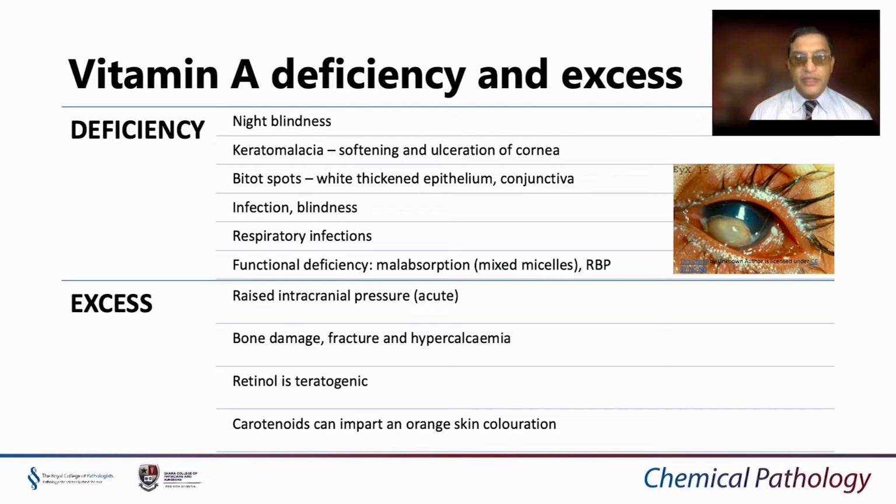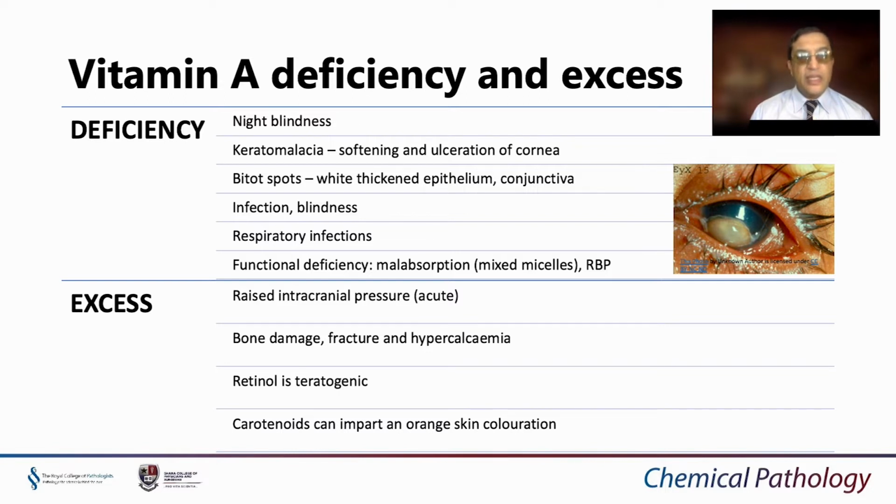Functional deficiency of vitamin A occurs as a result of malabsorption, as vitamin A requires mixed micelles within the GIT to be absorbed, as well as a decrease in retinol binding protein. Thus, vitamin A stores may be replete, but vitamin A deficiency signs and symptoms will present.